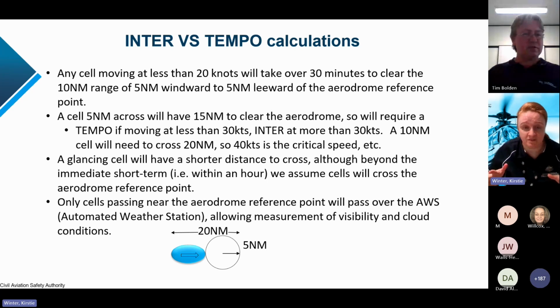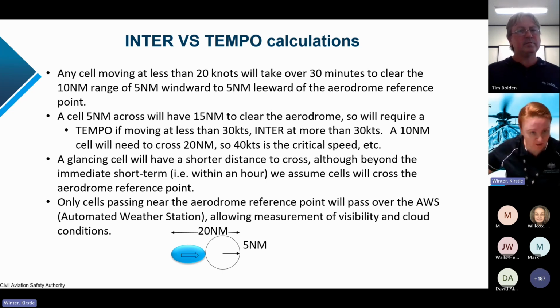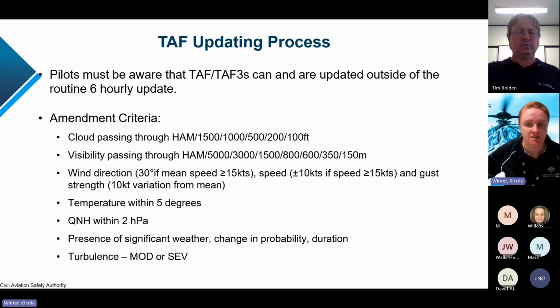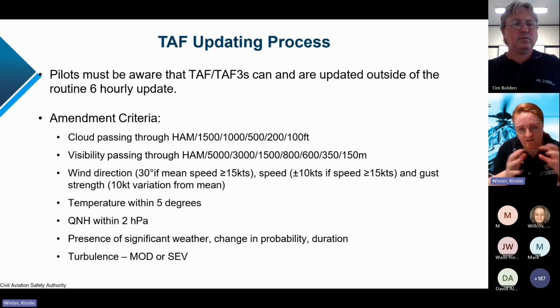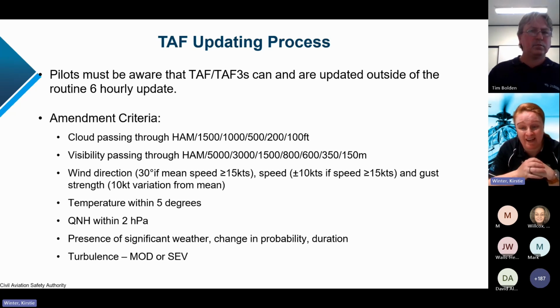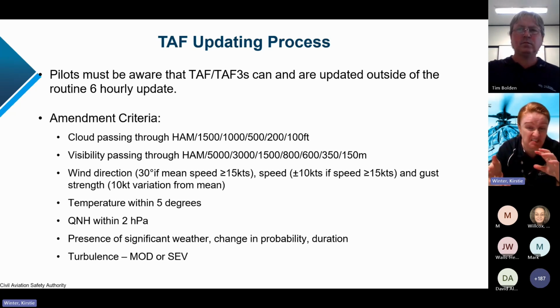That's really good information for us as pilots, because it gives us that understanding about why we need that extra holding fuel or that alternate for consideration, because you're looking at that sort of wider area and how long that's potentially going to last in the area that we might be flying in. So as pilots, we must be aware that TAFs and TAF 3s can be updated outside of the actual routine 6-hourly update period that we normally see. What causes us to see these amendments or updates coming from that perspective, Tim?